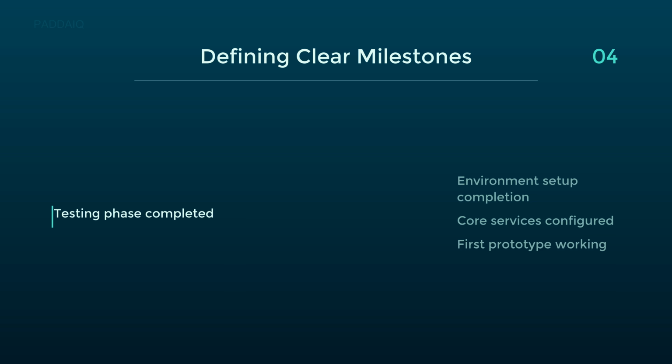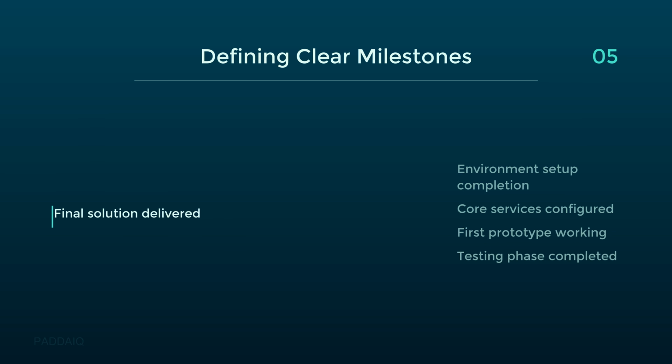Testing phase completed. This means all planned checks on the new system's functionality, performance, and security have been successfully finished. For example, confirming that a new employee can be successfully onboarded through the integrated application. This milestone gives the team confidence to proceed to the final go-live.